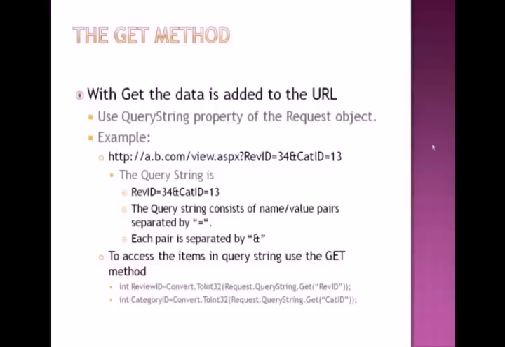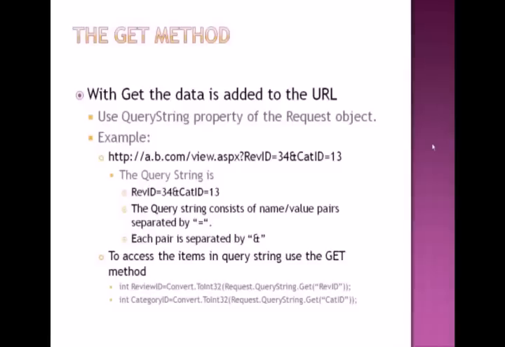To receive this data, you look at each of these name value pairs. Each contains an equal sign, and the equal sign tells you that the value for the review ID item is 34. That is, the user had entered the value 34. And for category ID, the user had entered the value 13. Because you had two, they are separated by the ampersand.